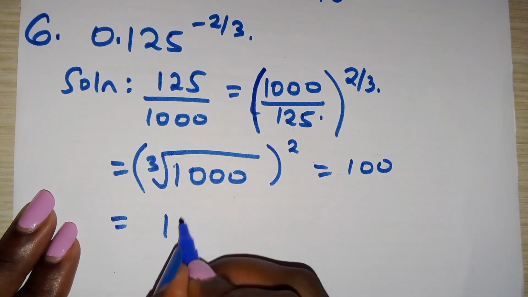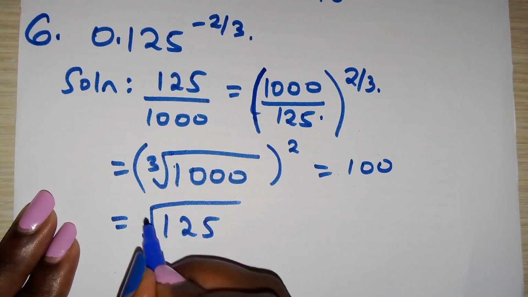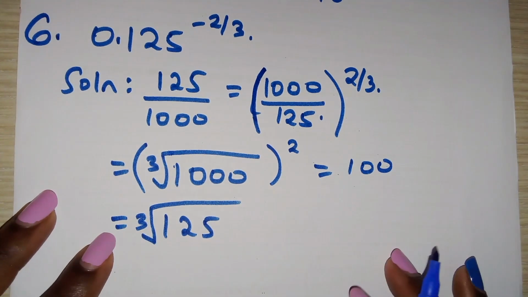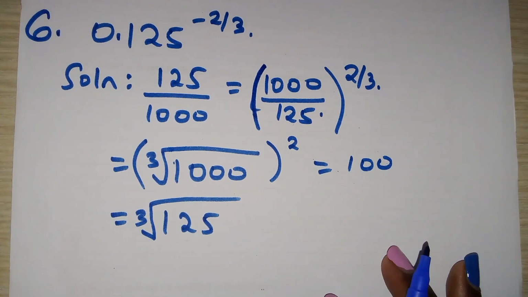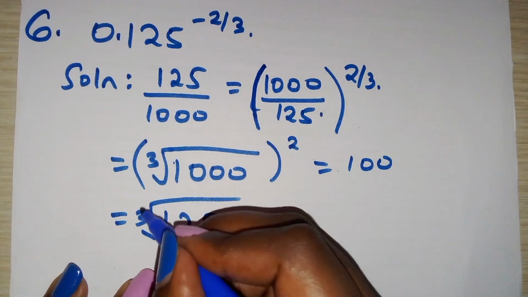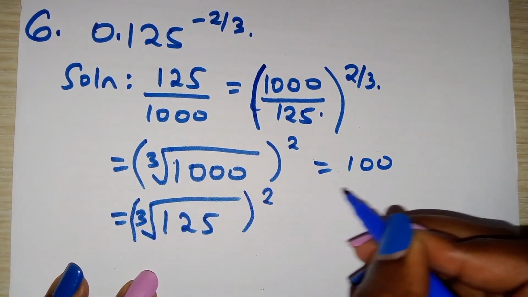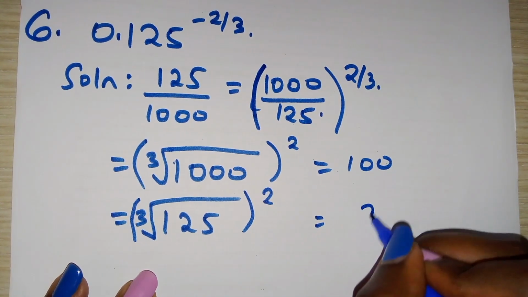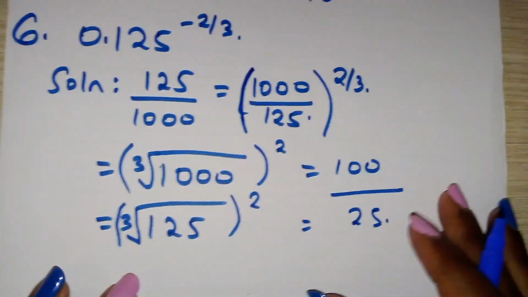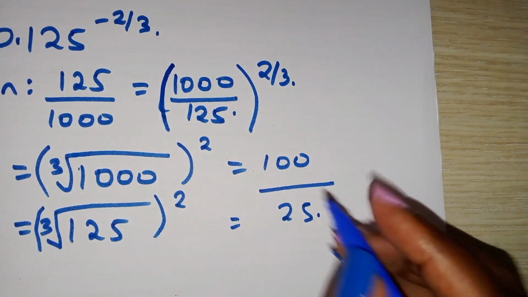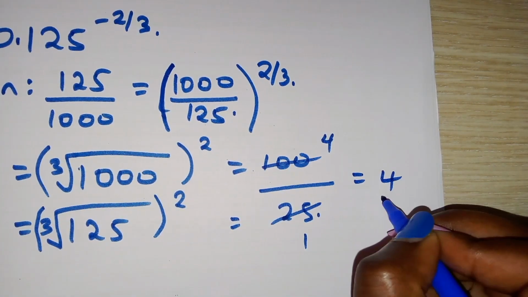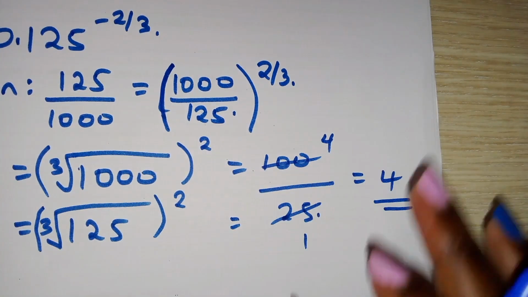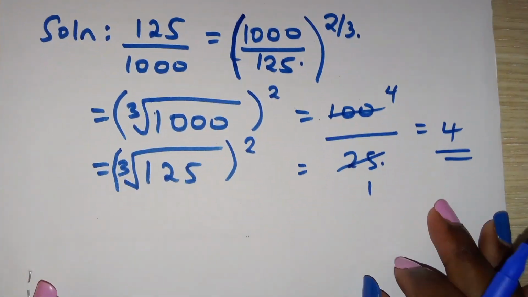And then same thing for 125. The cube root of 125 would be 5, because 5 times 5 is 25, and 25 times 5 is 125. So 5 squared would be 25. So we divide these two because it's a division sign. 100 divided by 25 would be 4.